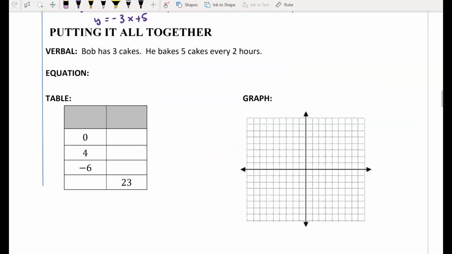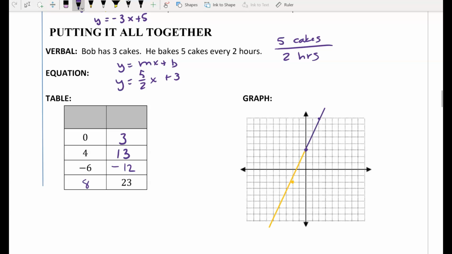Let's put it all together. We have a verbal description. Bob has 3 cakes. That's the starting amount, so that's going to be our y-intercept. So we're going to have a plus 3. He bakes 5 cakes every 2 hours. That's 5 cakes per 2 hours. So that's our slope. 5/2 x plus 3 is our equation.